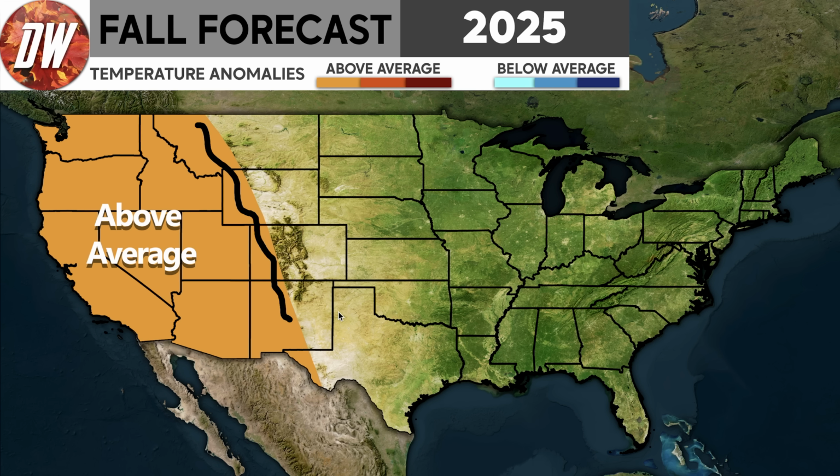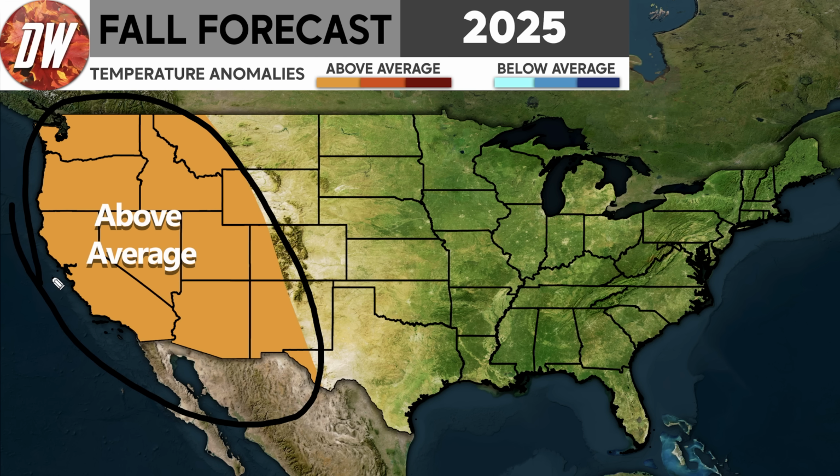So there will, of course, be times where this area is cooler and this area is warmer. There will be times when this area is cooler and this area is cooler, and there's a little bit of warmer in the middle. But the predominant pattern is going to be this above average temperature pattern out west.